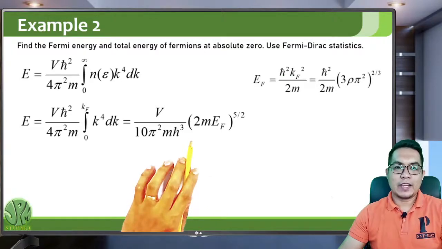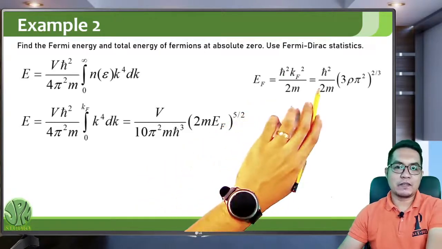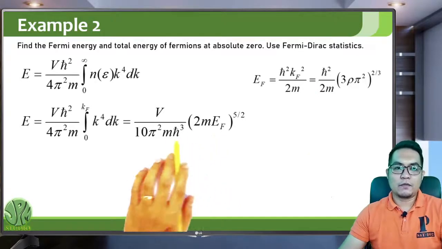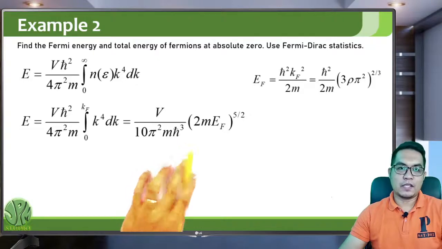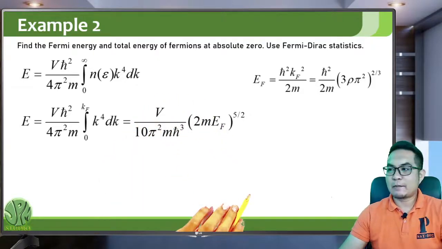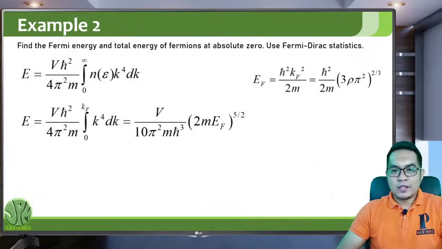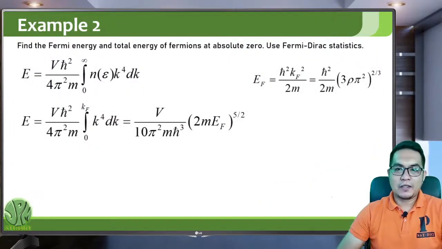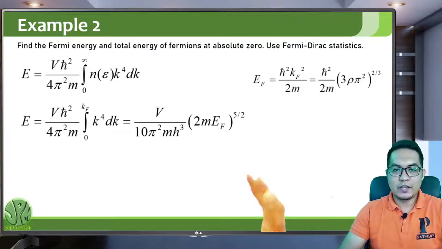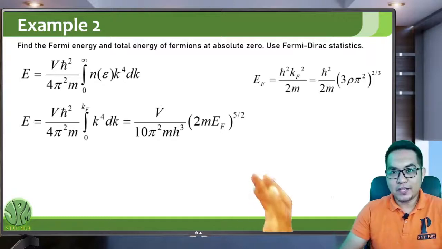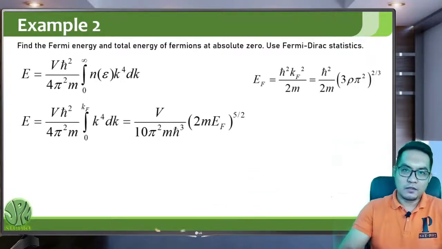So we obtain this value where the Fermi energy is just given by this equation. So it's actually this one, V over 10 pi squared m h-bar cubed. So this is the total energy of the fermions at absolute zero. So at absolute zero, the number of fermions for a specific energy is either 1 or 0. It's either occupied with one particle or not.